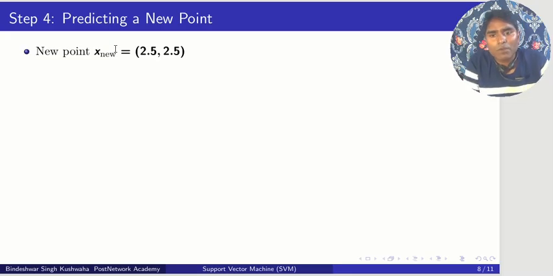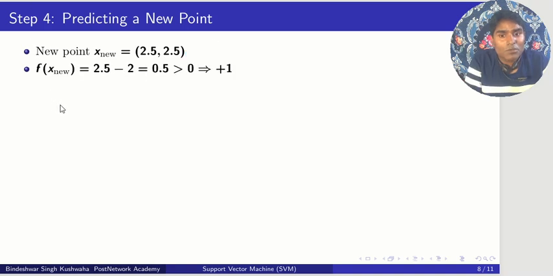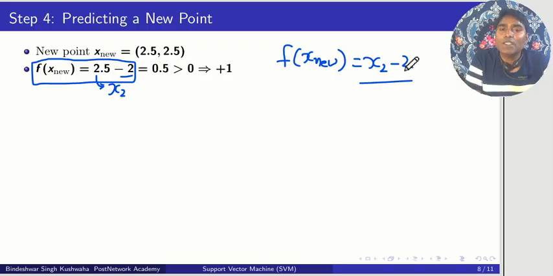Now if we want to classify the point 2.25 and 2.25, we have to use that rule. So if we keep here x2 as 2.2 minus this, actually this model we got, f for x new is x2 minus 2. If it is positive, that is in the plus class. If it is negative, that is in the negative class. So here we have got this one.